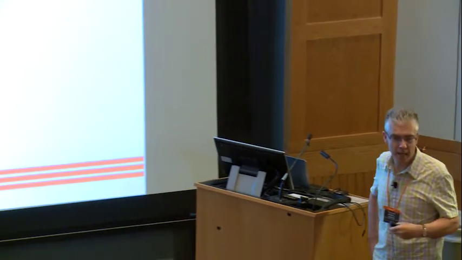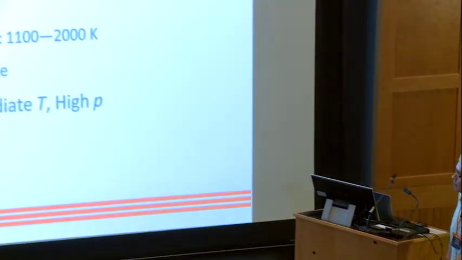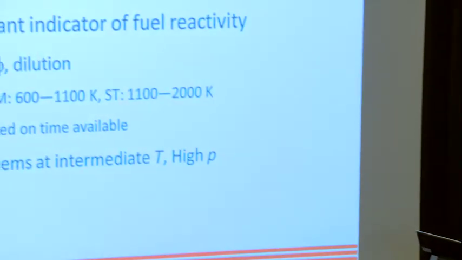So both facilities are useful for measuring ignition delay times. They're an important indicator of fuel reactivity. We can measure ignition delay time as a function of temperature, pressure, equivalence ratio, dilution, okay? For the rapid compression machine, normally I have temperature range here, but it's actually time scale. Typically we range from 600 to 1100 Kelvin, and the shock tube 1100 to 2000 Kelvin. And it's based on the time available to measure the time in the facility. Okay.